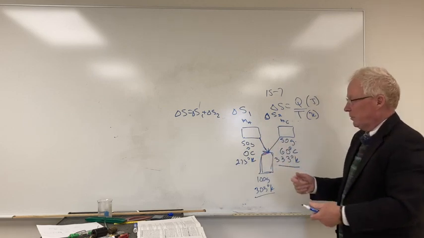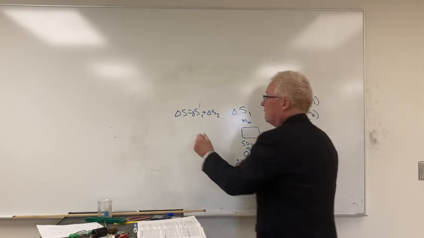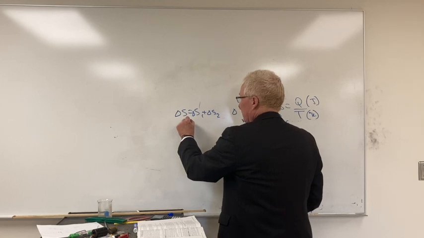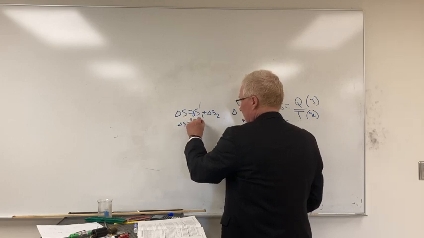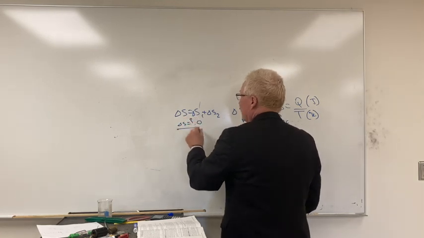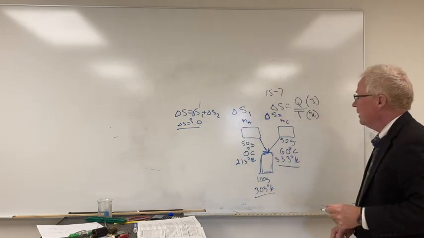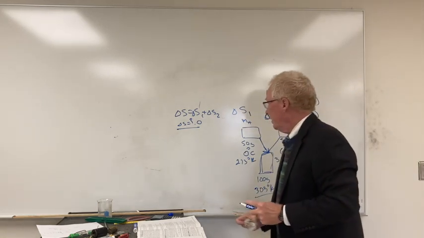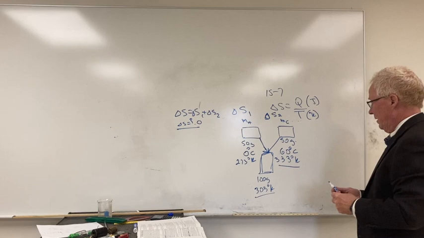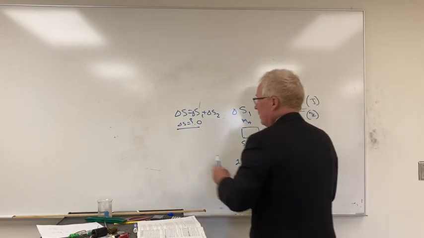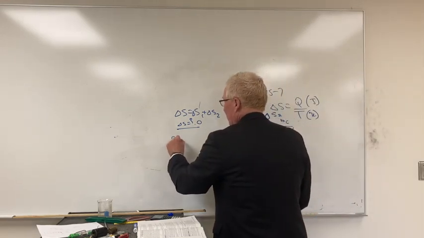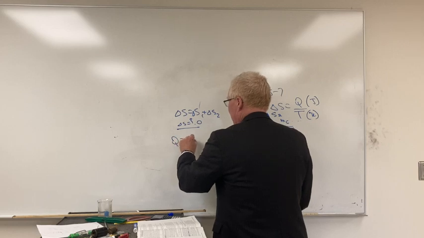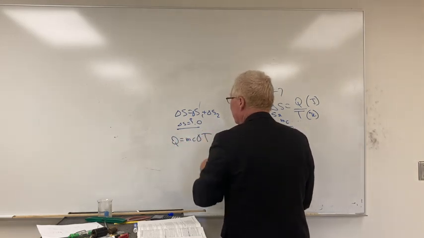and delta S should be 0. All right, so should delta S be 0? We'll find out it's not. Okay, so what we're going to do in this case is use Q equals m c delta T.